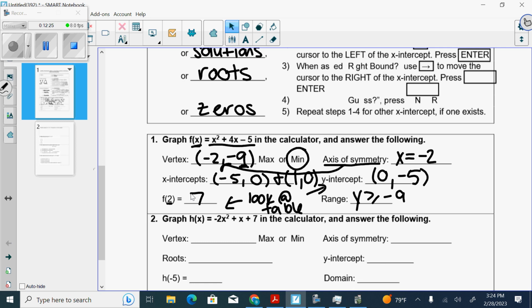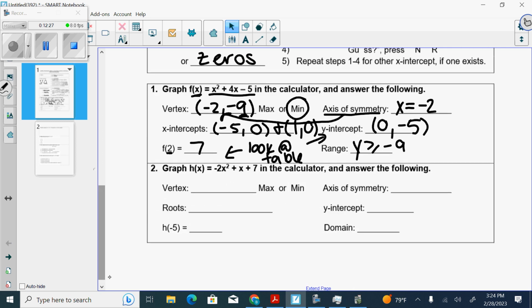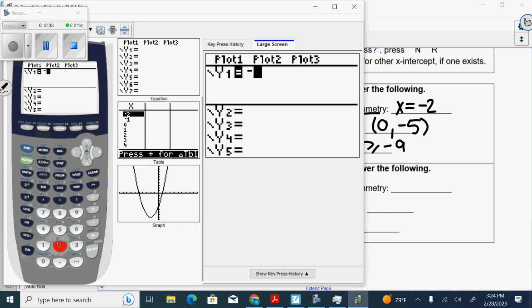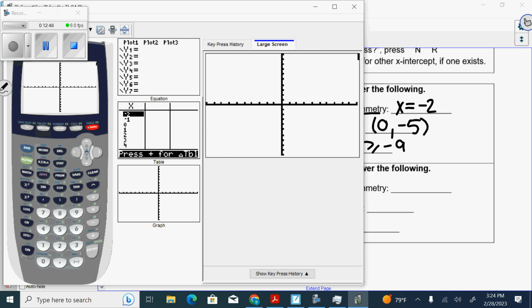So number 2, what am I going to do with my equation? Y equals. Okay, so I'm going to go in my calculator, go to y equals, clear out your old equation, and put in the new. So we've got -2x squared plus x plus 7. And then we graph it, all right? Okay, so what does it ask for first?